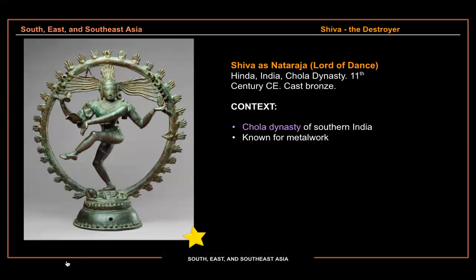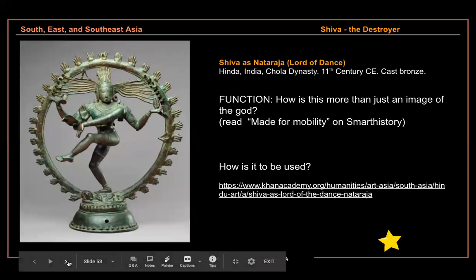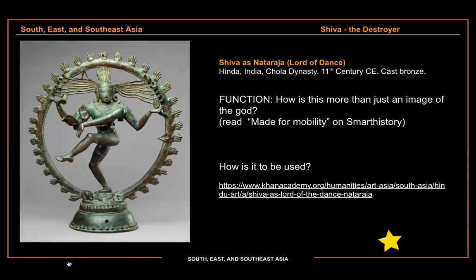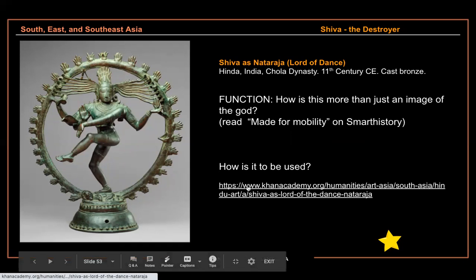Our next image is an object, and this is the Shiva Nataraja, the Lord of the Dance. This is from the Chola dynasty of southern India. So we were just in northern India, now this is southern, and this region is known for its metalwork. And so the function of this, how is it more than just an image of the god? You might want to read in Smart History the section on the Shiva, which is made for mobility, right? And think about how it's used. The link for it is right here.